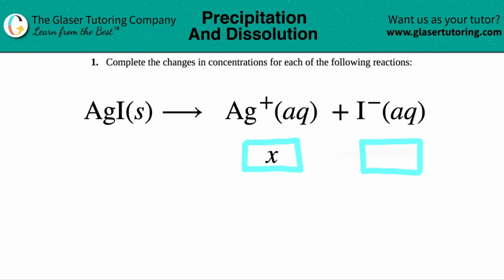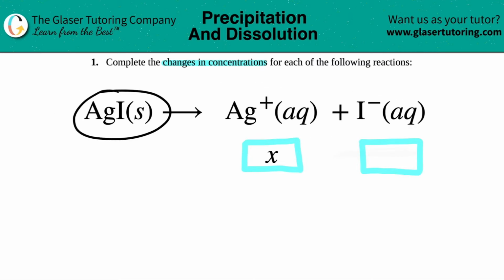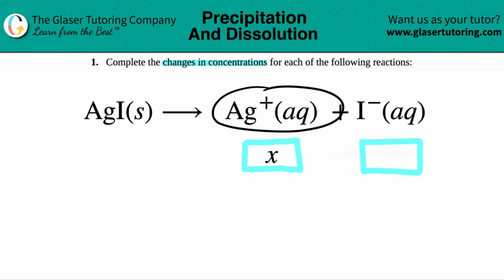Complete the changes in concentration for each of the following reactions. And then we have this reaction right here. So we have AgI solid, which will yield Ag+ aqueous plus I- aqueous. Now, by the way, this is the first question of chapter 15. This is going to be a fun chapter. It's very similar to chapter 13, the Kc, the equilibrium chapter, and some of the acid-base chapter as well. So, very, very similar. Now let's get started.